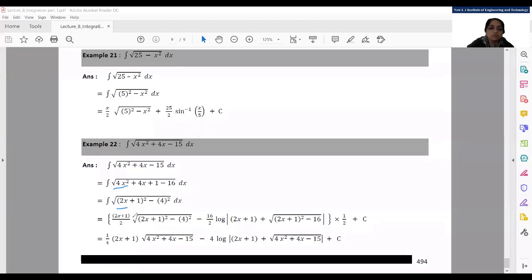So 2x plus 1 by 2, then square root of 2x plus 1 whole square minus 4 square. Similarly, a square by 2, your a is 4, so 16 by 2 log x plus square root of x square minus a square. That is your main question. You also write this term into the derivative of this 2x plus 1, that is 2, we put in the denominator as 1 half. By simplification, we will get this answer.